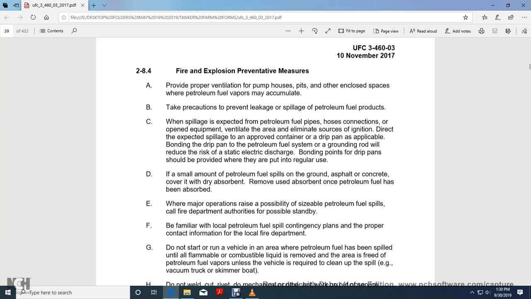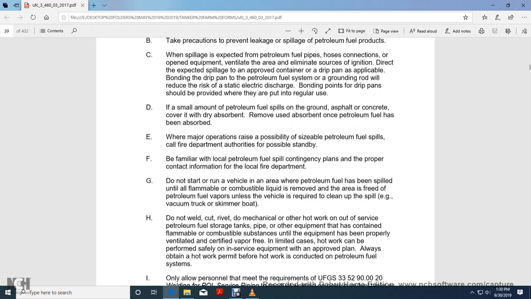Provide proper ventilation in pump houses, pipe pits, and other enclosed spaces where petroleum vapors may accumulate. Take precautions to prevent leakage and spillage of petroleum fuel products. When spillage is expected from petroleum fuel pipes, hoses, or connections, open the equipment to ventilate the area, eliminate sources of ignition, and direct the expected spillage to an approved container or drip pan as applicable. Bonding the drip pan with the petroleum fuel system or grounding it will reduce the risk of static electrical discharge. Bonding points of the drip pan should be provided where they are put into regular use.